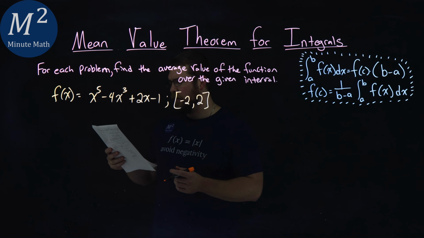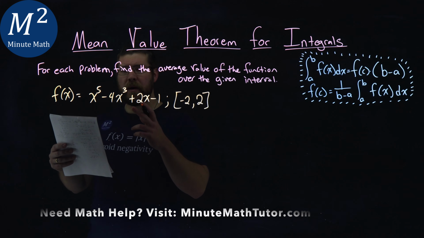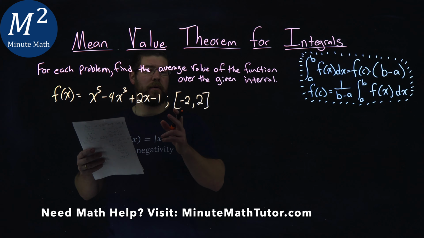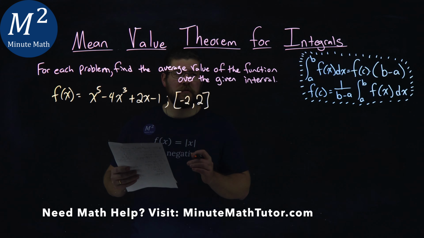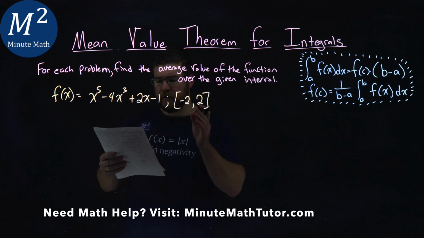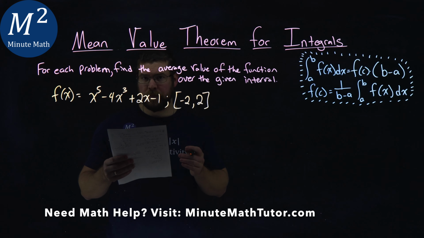We're given this problem right here. F of x equals x to the fifth power minus 4x to the third plus 2x minus 1. And we want to find the average value of the function over the given interval from -2 to +2.